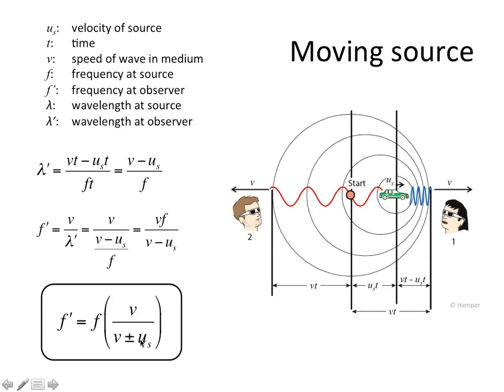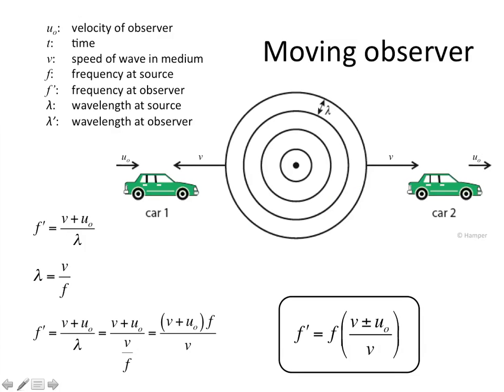If it's moving away, it will give you a lower frequency, which in this case v plus u would be a plus. For a moving observer, it's a little bit simpler, in that the frequency is merely the wave speed divided by the wavelength, and the wave speed in this case is the speed of the wave itself plus the speed of the observer. So this is the situation experienced by car number 1 here.